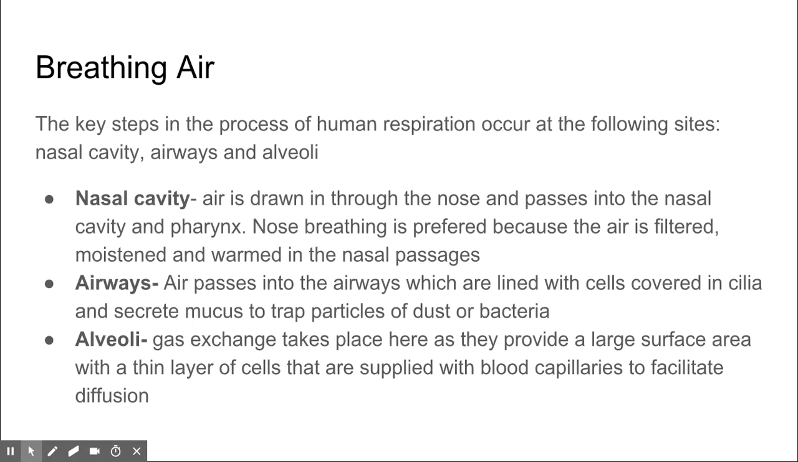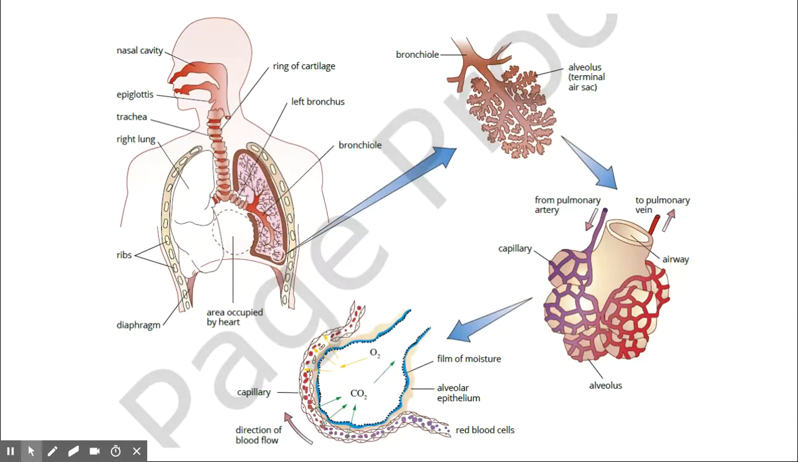It's a thin layer of cells, and they're supplied with blood capillaries, which facilitate diffusion through the large surface area. So here we can see a picture of how air passes through the nasal cavity, through the airway, and into the lungs themselves. And we can see that the end of the lungs, or the alveolus, which is up in our top right hand corner, branches into these tiny little bits that almost look like trees. And the more branches that we have, the greater the surface area that is available for gas exchange.